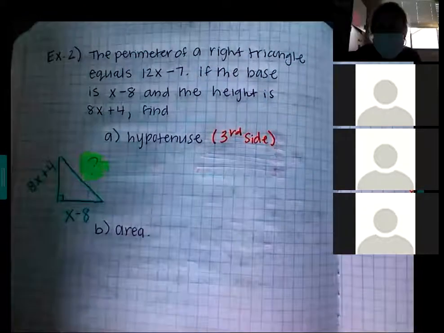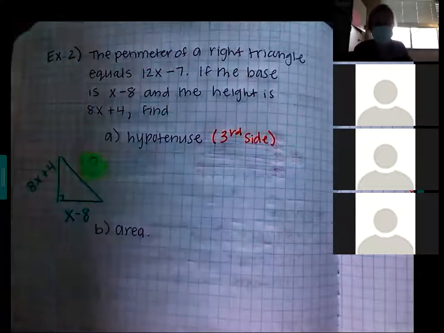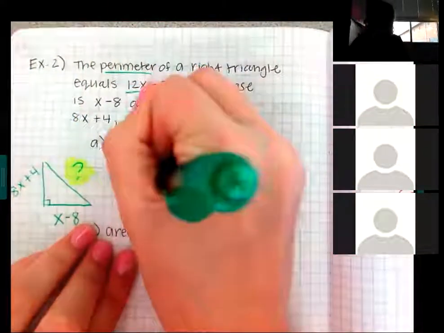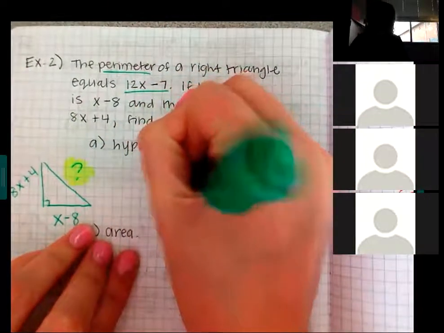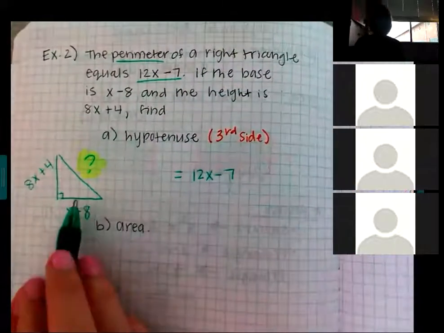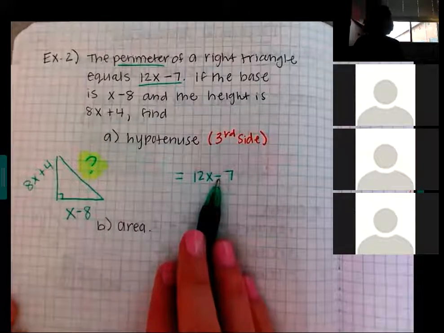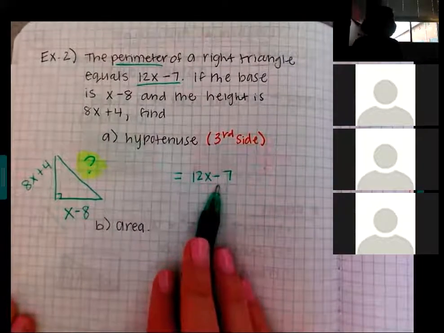Okay, so everybody listen. Perimeter is what they gave me. So maybe we should write this down too. Maybe this will help y'all out. The perimeter is 12x minus 7. Which means when I add all 3 sides, that's what I'm supposed to get, right?